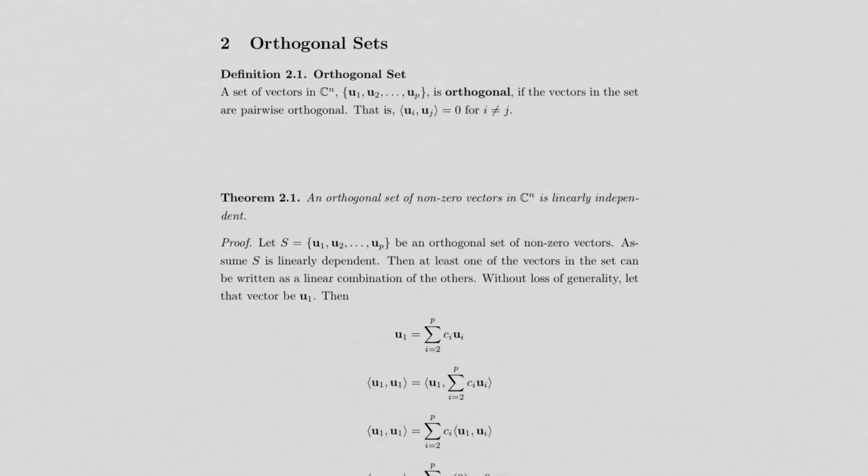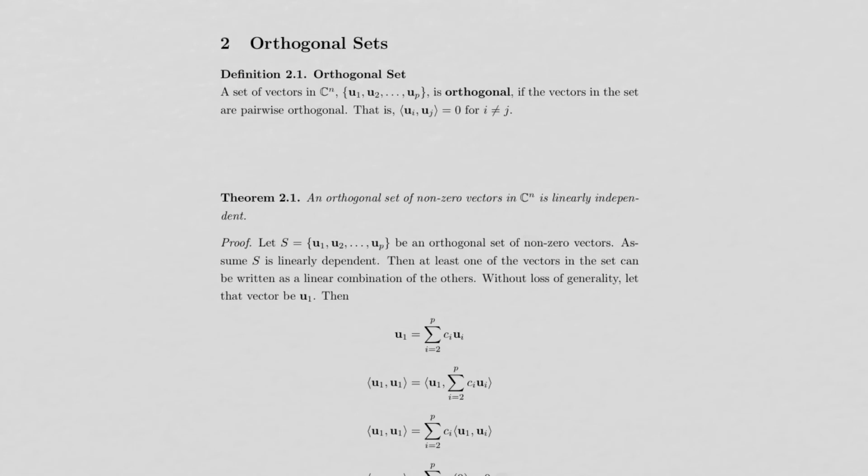First, we'll define an orthogonal set. We'll say a set of vectors in Cn is orthogonal if the vectors in the set are pairwise orthogonal. Pairwise means that if I take any two vectors in the set and take their inner product, I'll get 0, as long as i is not equal to j, meaning I can't do u1 inner product with u1 or u5 inner product with u5. One of the properties of inner products tells us that I'll never get 0 unless u1 or u5 is 0 itself. So as long as I take inner products of distinct vectors, any two vectors in the set, I'll get 0. And if that happens, the set is said to be orthogonal.